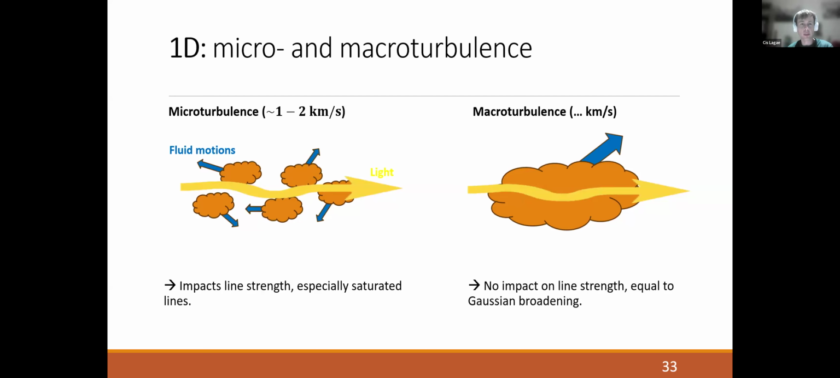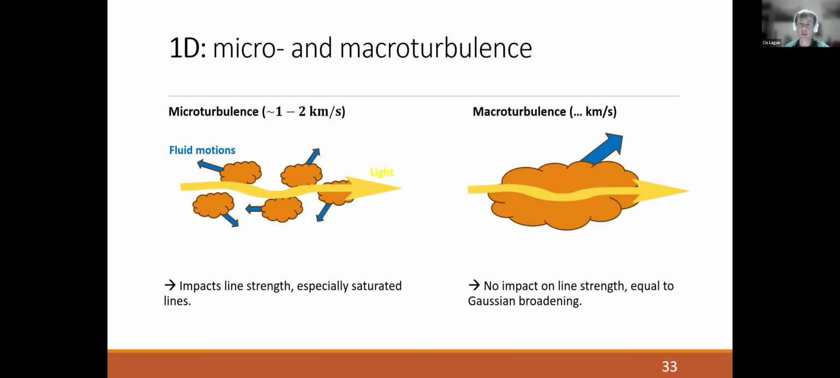Microturbulence is typically 1 to 2 kilometers per second, and it's trying to mimic fluid motions that are smaller than the typical mean free path of your photons, of your light. And it's important because this free parameter actually impacts the line strength of your spectral line. Especially stronger saturated lines really get affected by the value of this microturbulence. So it's definitely important to get this one right in your 1D modeling.